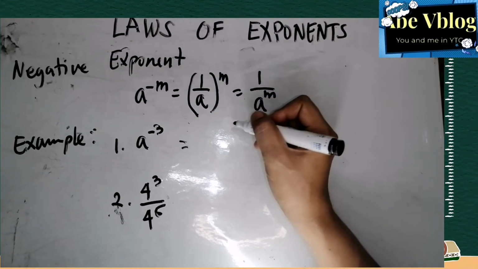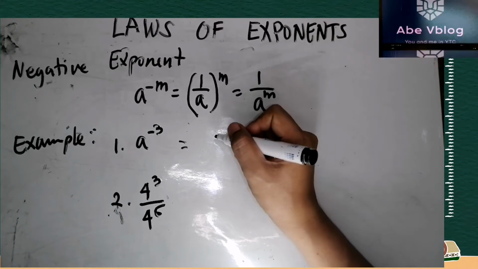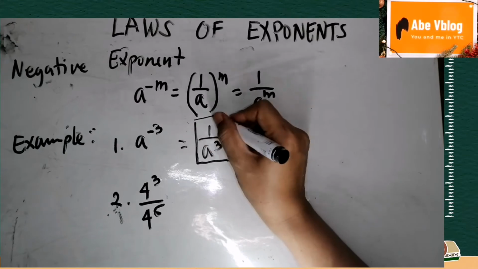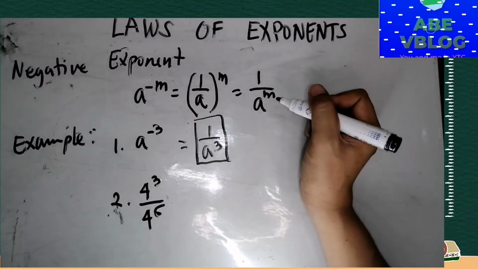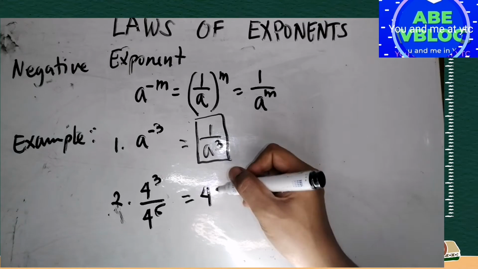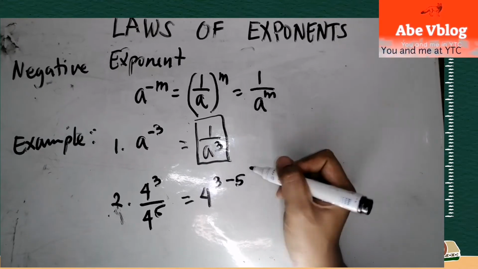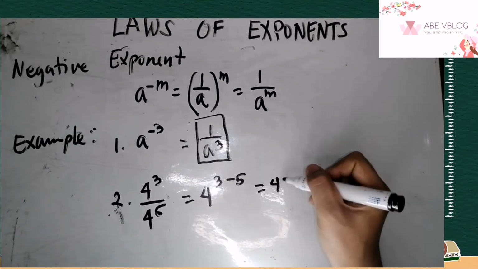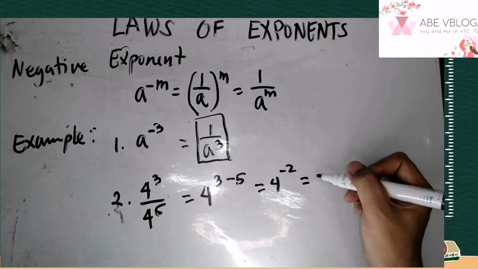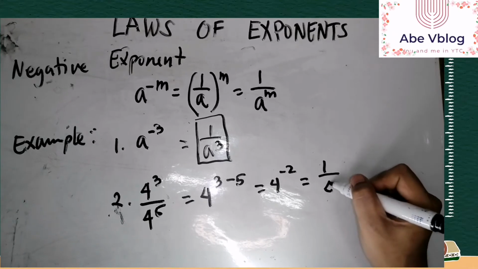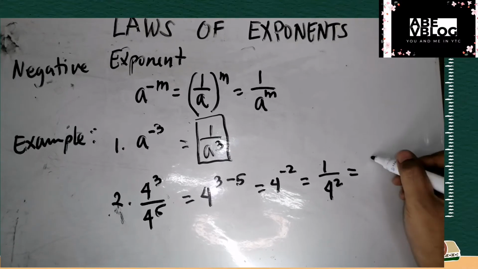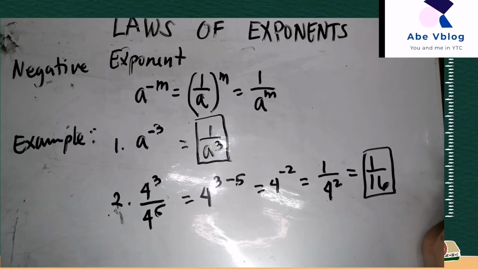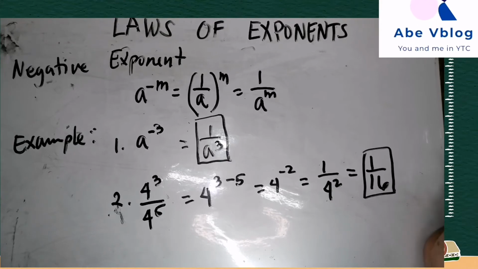So, we have a to the negative 3, then we have 1 over a to the 3. Then we have 4 cubed times 4 to the negative 5th. So, 4 with the power of 3 minus 5, that is 4 to the negative 2. Then, that is 1 over 4 squared. And it could be written as 1 over 16 also.